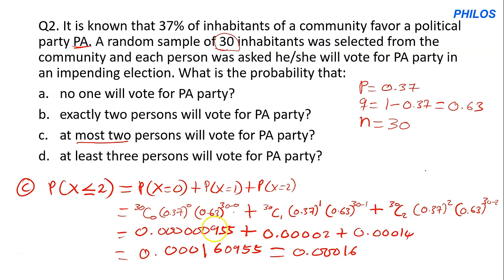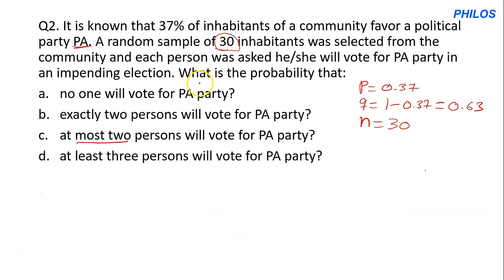So let's look at question D. Now question D says, what is the probability that at least 3 persons will vote for PA party? Now when we say at least 3, it means from 3 upwards. Okay, at least, meaning the minimum should be 3. That's the meaning. So when we say at least 3, it means that x is greater than or equal to 3. It means that 3 or more. So greater than or equal to 3.